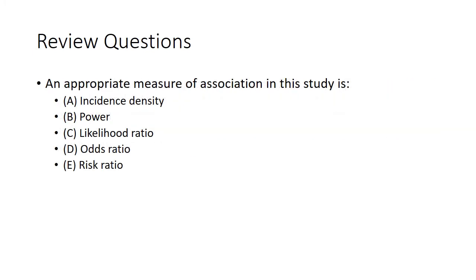So anyways, let's see. An appropriate measure of association in this study would be incidence density, power, likelihood ratio, odds ratio, or risk ratio. So what do you think? How would we compare these outcomes? You like to do a risk ratio? Why? So again, how do we design the study?